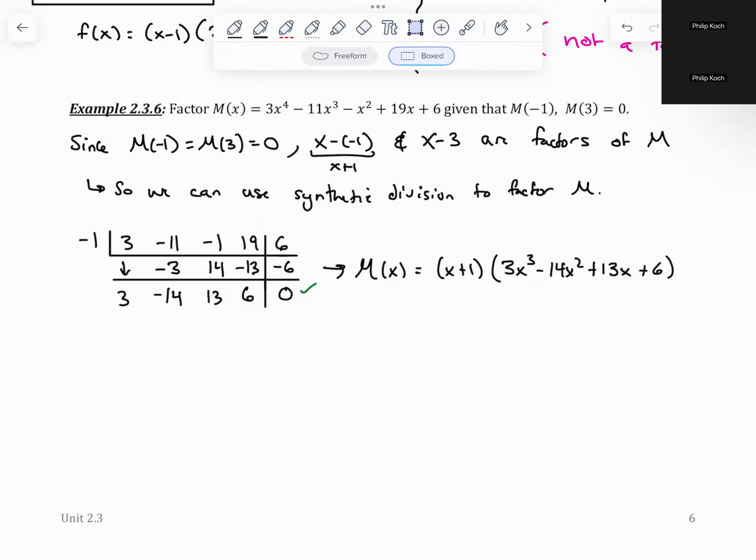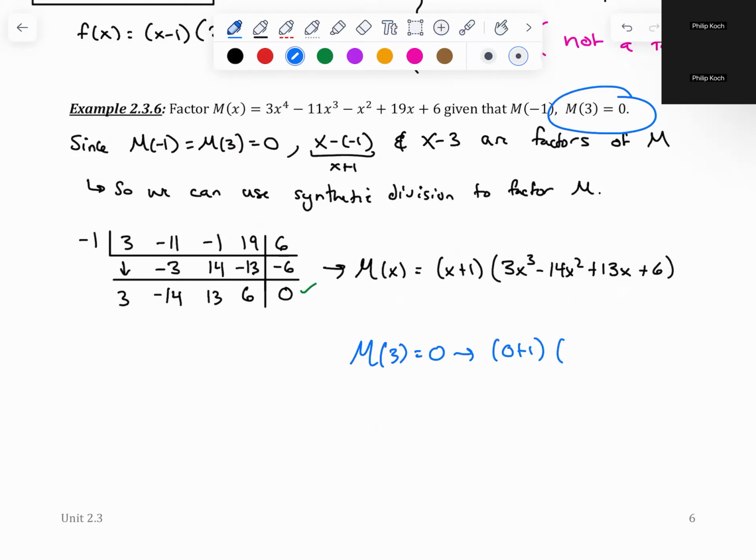The fact of the matter is, because m of 3 equals 0, this is something just to watch. You don't need to write this down. But we know from above that m of 3 is equal to 0. But m of x can be rewritten like this. We just found that out by doing this synthetic division. So it could also be 0 plus 1 plus blah, and that has to equal 0 whenever we plug in 3, not 0, 3, I'm sorry, which is 4, and it has to equal 0.